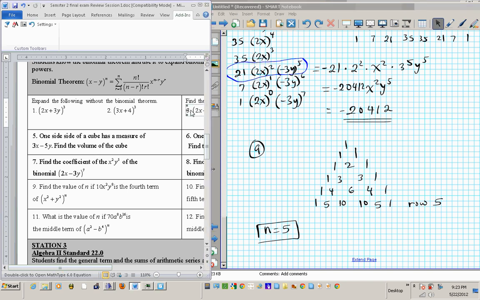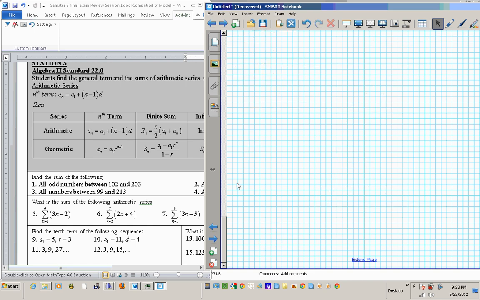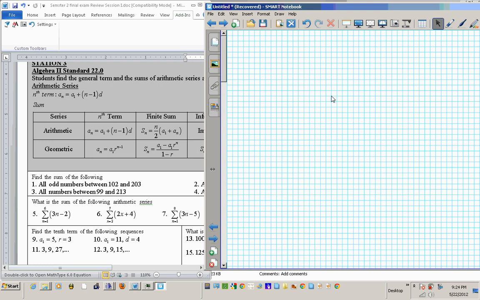Alright, let's move along to section 3, where we're going to be using the sum and difference formulas. Remember, these formulas will be provided for you on the test. Okay, so let's take a look at number 1. Number 1 says find all the odd numbers between 102 and 203. So that sounds kind of complicated, but if we write down some of them, it will make more sense. So the odd numbers from 102 to 203, we're going to have 103 is the first one, comma. The next odd number is 105, comma, dot, dot, dot, comma, 203.